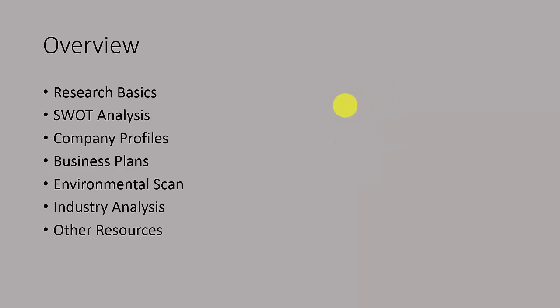Today, we are going to cover research basics, take a look at and, or, and not in searching, and how to combine your search terms. We're going to also look for SWOT analysis, company profiles, business plans, look at environmental scans, industry analysis, and then we're also going to look at other resources that are out there that are not part of ACC Library. This is going to include some websites that you might find useful, as well as some resources from public libraries that are free to you since you are here in Colorado.